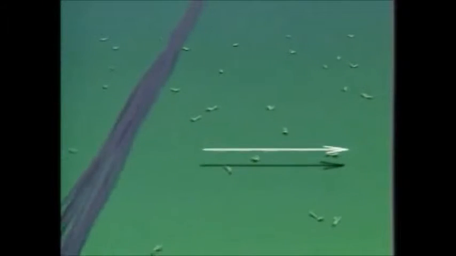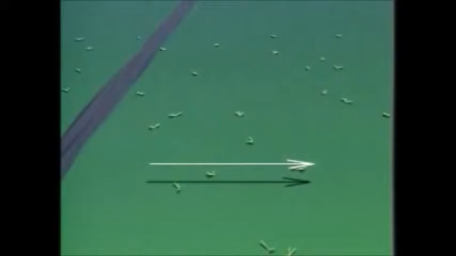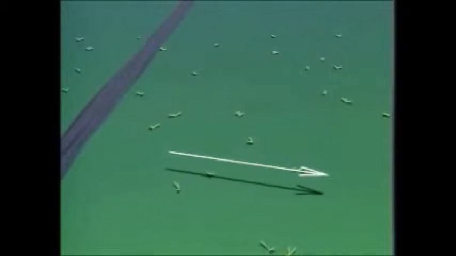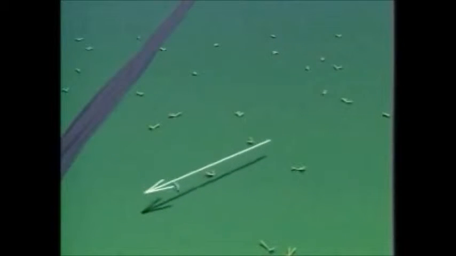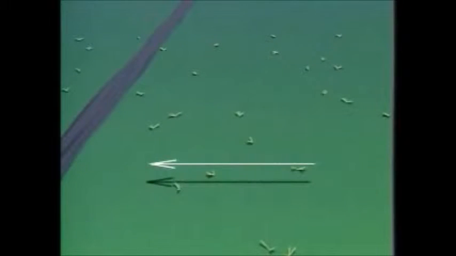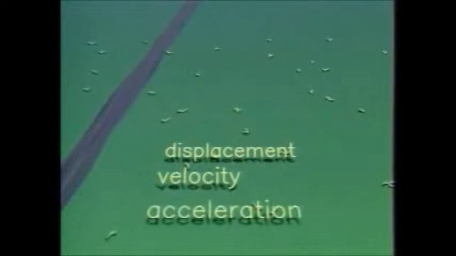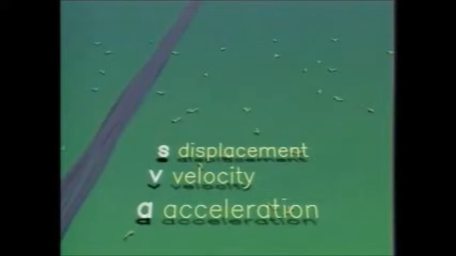A quantity that has both magnitude and direction is a vector, represented by an arrow. The arrow's direction is the direction of the quantity, and the length of the arrow indicates its magnitude. Displacement, velocity, and acceleration are all vectors. Ordinary quantities such as time and mass are scalars.